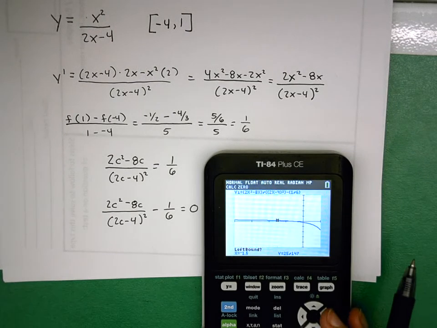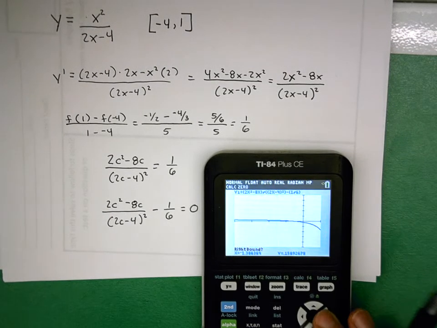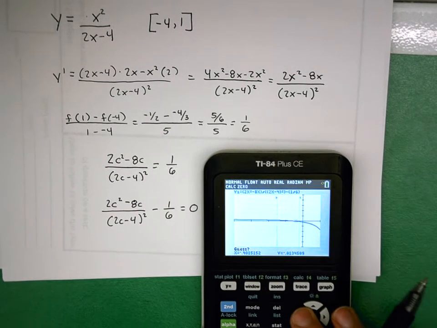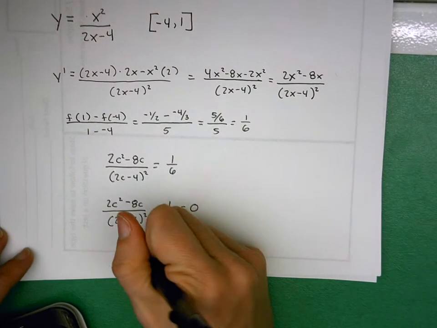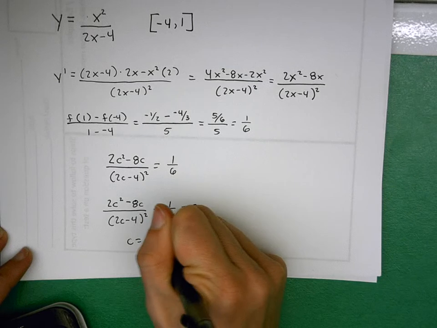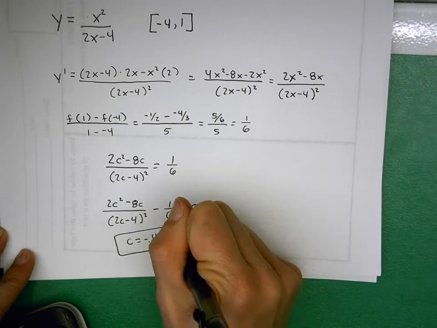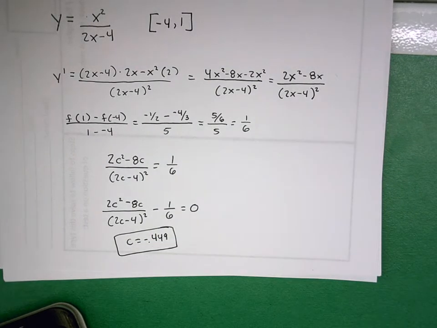Graph that 0. I have a left bound and a right bound, and a guess. And I find that I have a 0 at -0.4494897, or -0.449. Okay.